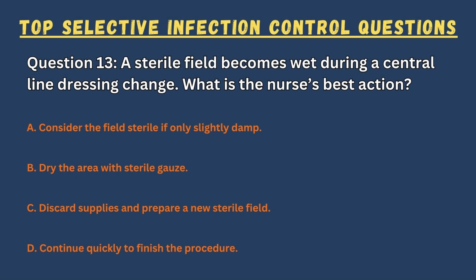Question 13. A sterile field becomes wet during a central line dressing change. What is the nurse's best action? A. Consider the field sterile if only slightly damp. B. Dry the area with sterile gauze. C. Discard supplies and prepare a new sterile field. D. Continue quickly to finish the procedure.